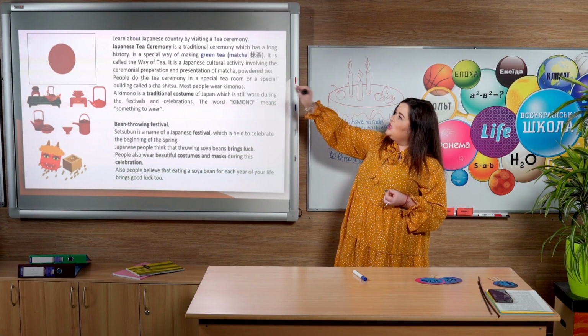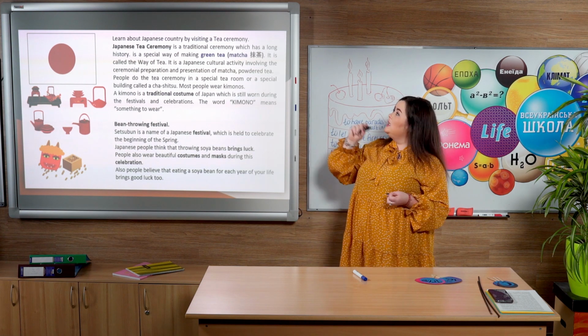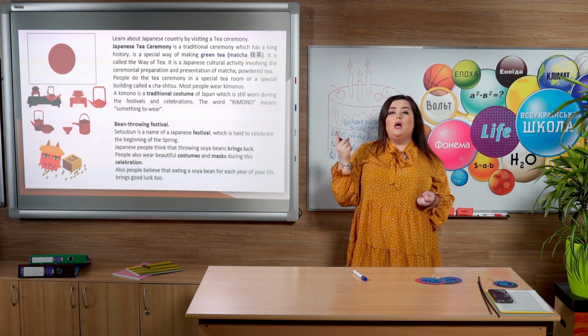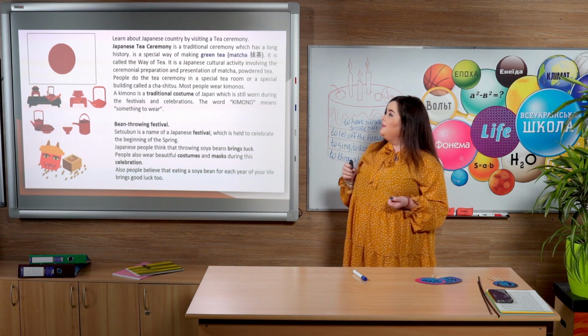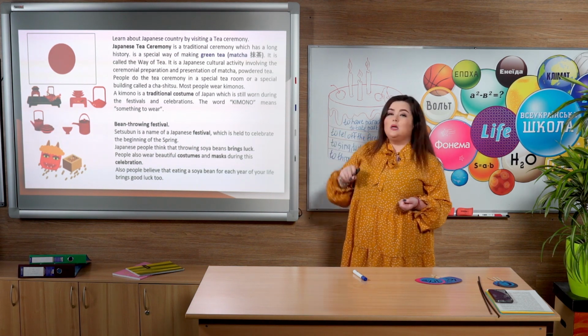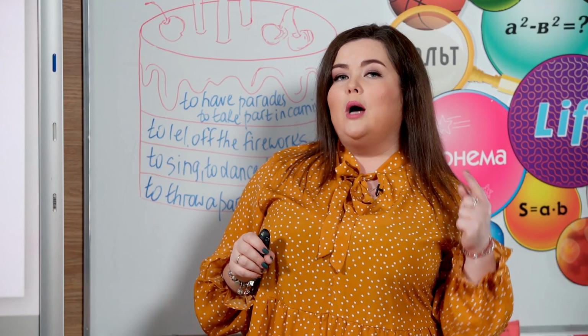So, concerning the tea ceremony, they make special green tea, which is called matcha, and kimono means something to wear. And we had one more question.